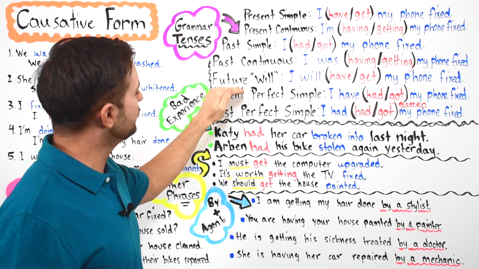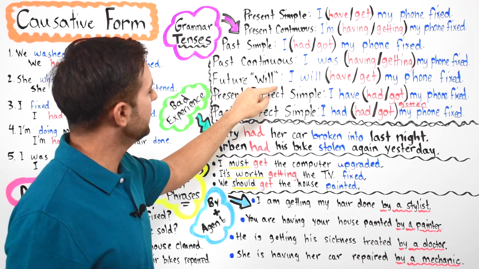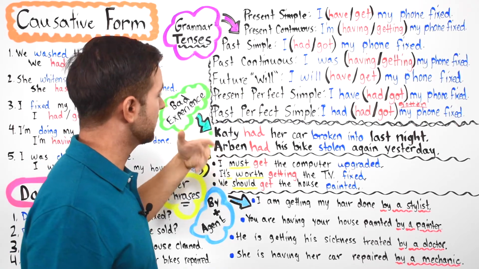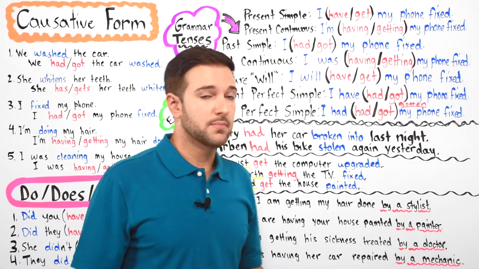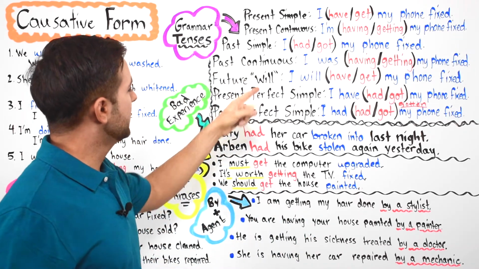And then we have the future tense with the word will. You know the word will, we use it to talk about the future. So I will have my phone fixed. I will get my phone fixed, which we learned in lesson 19.